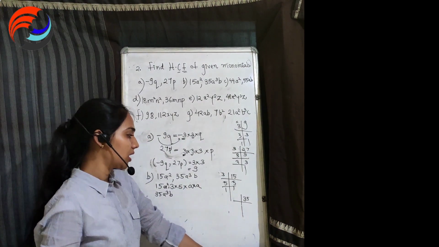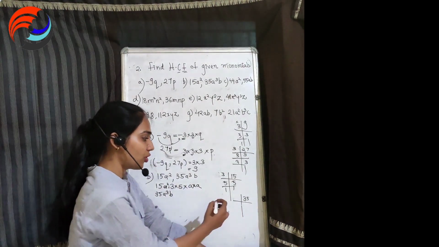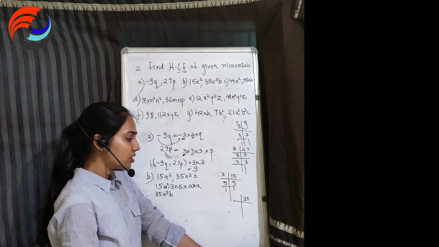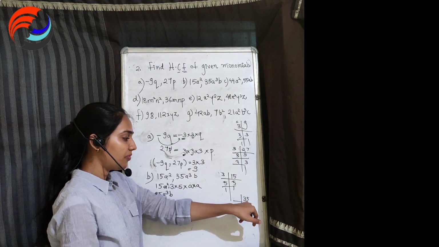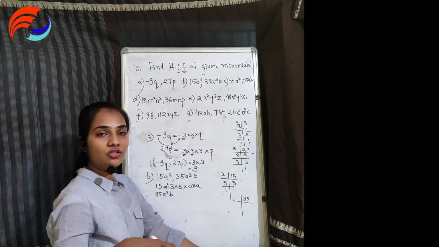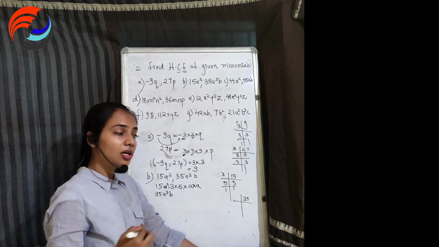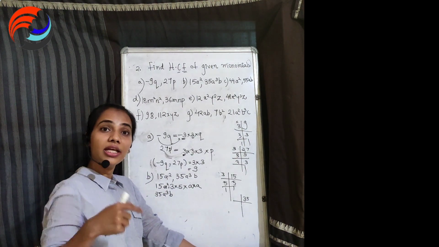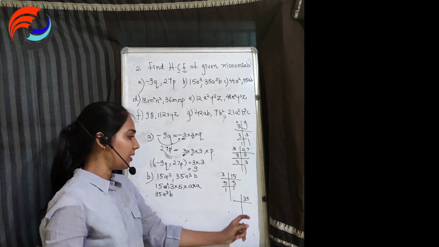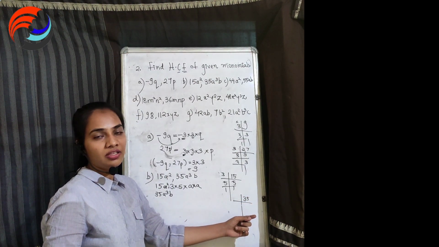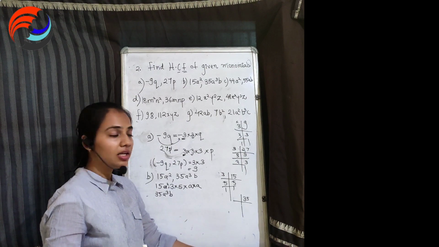35 we can't divide by 2, so we will go for 3. Even we can't divide by 3, because the sum of the digits, 3 plus 5, is 8, which is not divisible by 3. What is the divisibility rule of 3? The sum of the digits must be divisible by 3, then only it is divisible by 3. So 3 plus 5 is 8 and it is not divisible by 3, so we can't take 3, go for 4.